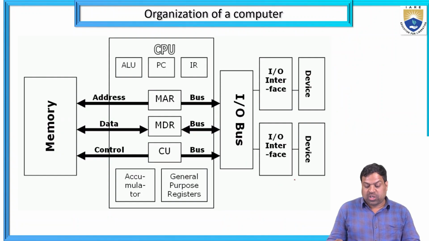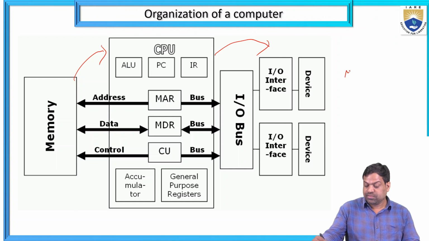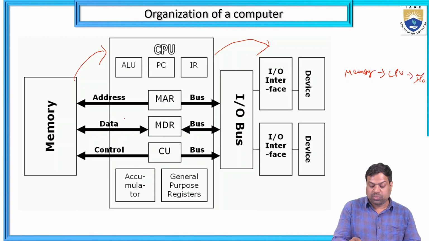So this is another block diagram of the organization of a computer. Already we know that memory connects to the CPU and the CPU to input output. So this memory is connected to the CPU. How? Through the bus: address bus, data bus, and control bus. Okay, three lines are there.